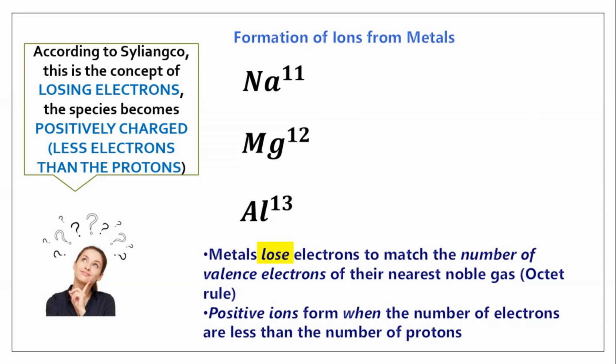So in the case of the metals, kailangan nilang mag-lose ng kanilang mga electrons. So if they lose electrons, you're just making the element positively charged. No? So positive ions form when the number of electrons is less than the number of protons.